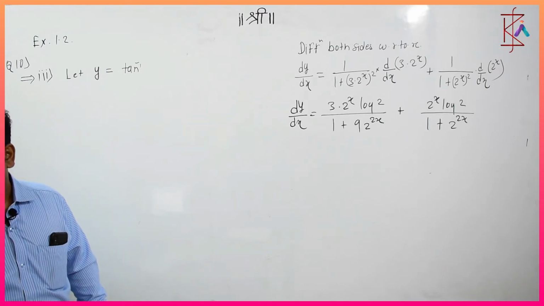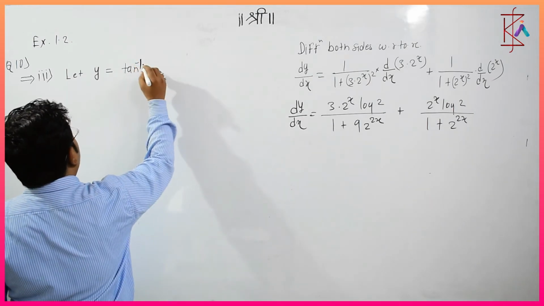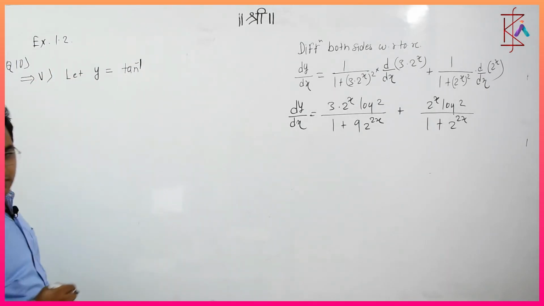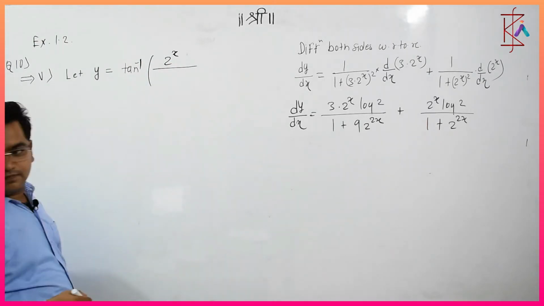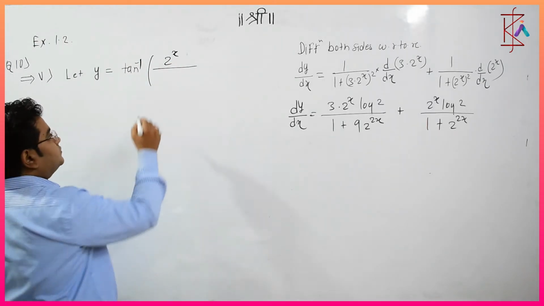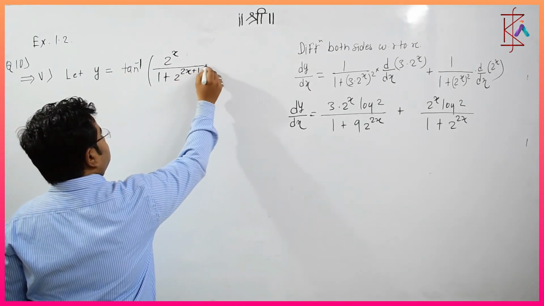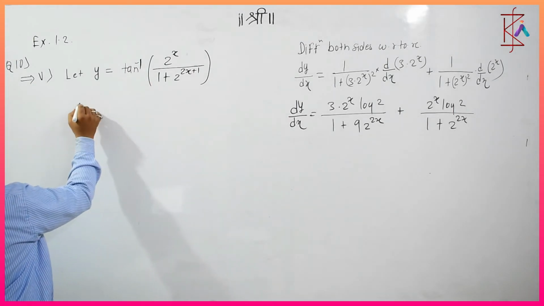So again one question is given: tan inverse of 2^x divided by 1 + 2^(2x+1). This is question number 5. So where we are solving this tan inverse of 2^x upon 1 + 2^(2x+1). Quite an interesting problem. Again we need to simplify this bracket first. So what does the simplification say?